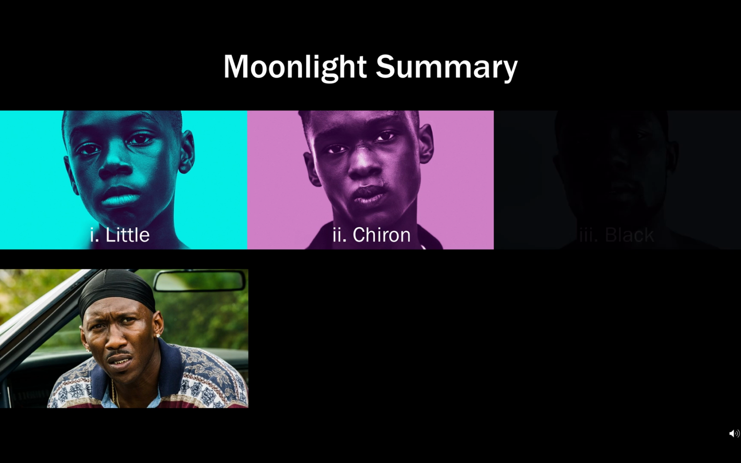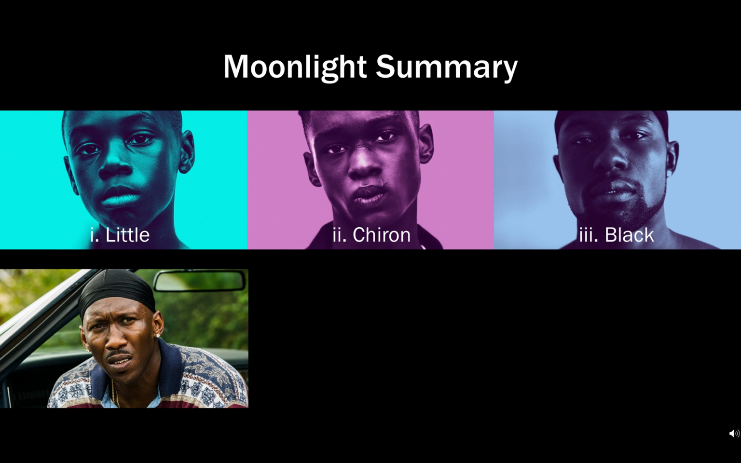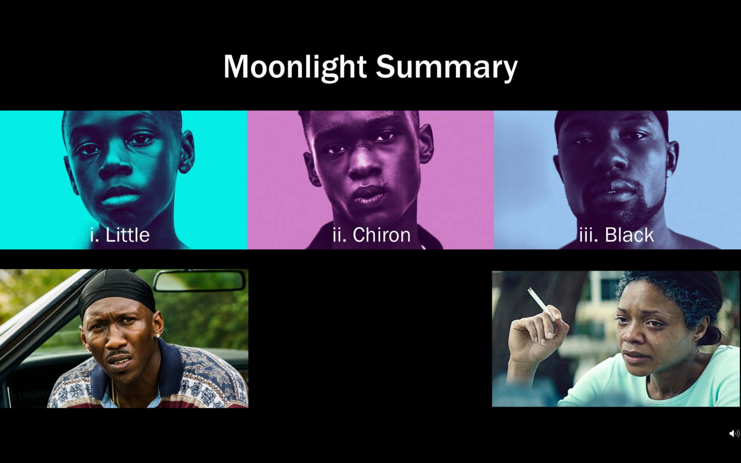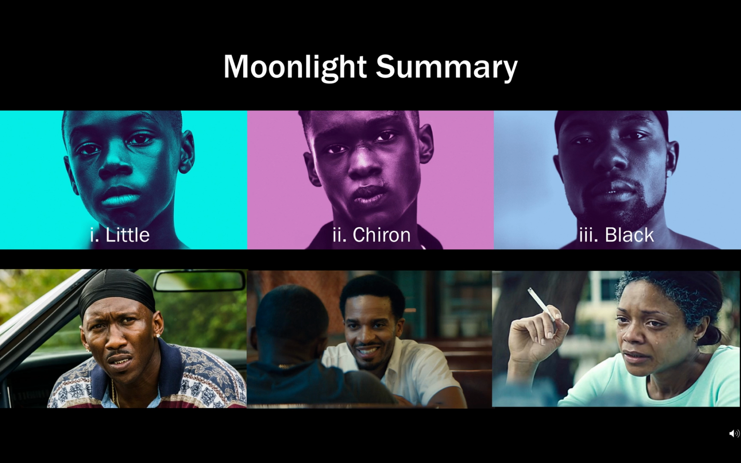In the final part, Black, a name given to Chiron by Juan in the beginning of the movie, we see the main character as a drug dealer in Atlanta. He is reasonably successful and is able to pay for his mother, who is doing much better, to live in a rehabilitation center. Out of the blue, he gets a call from Kevin, who says he was thinking about him.